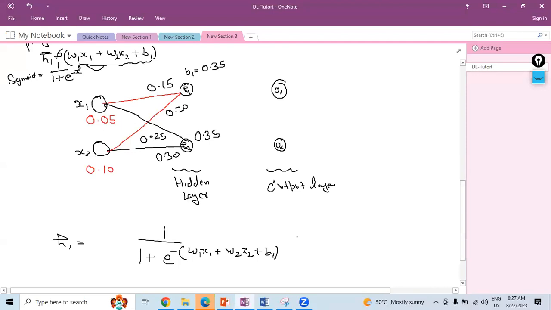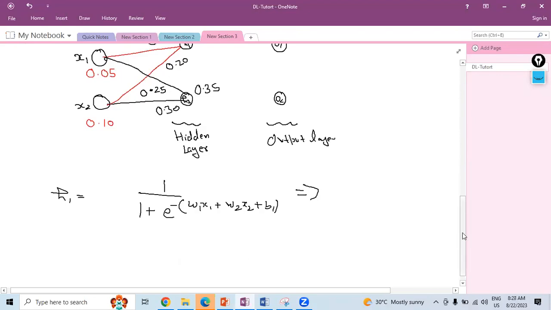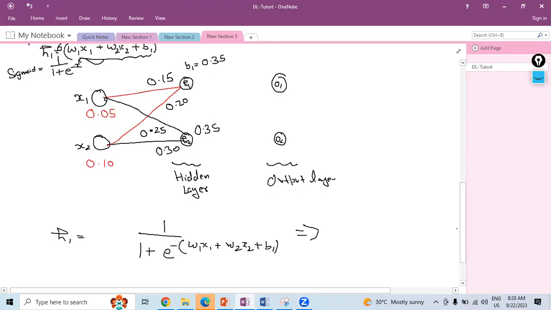Can you please calculate these things and give me the answer? This is your H1. Similarly, we will calculate H2. Everything is on your screen. I have given you the formula as well. So please do these things and let me know.